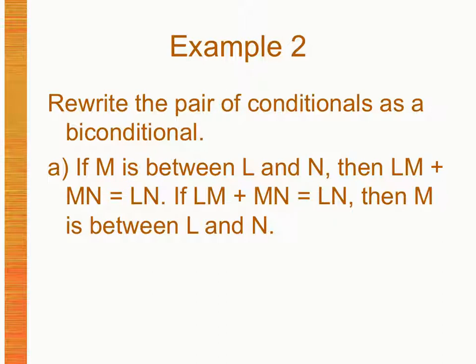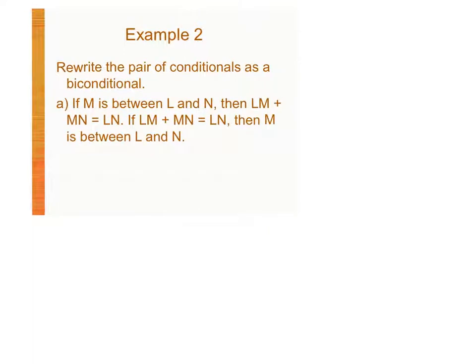Okay, we have one more slide. This is example 2, and it's asking us to write a biconditional with a pair of conditionals. So our first statement is if M is between L and N, then LM plus MN equals LN. Does anyone remember what this is talking about from chapter 1? This is the segment addition postulate. We are going to use this quite often in the upcoming proofs that we're going to be covering soon.